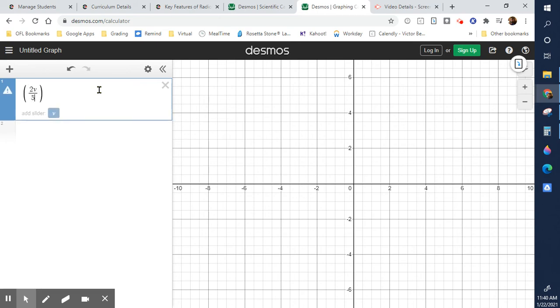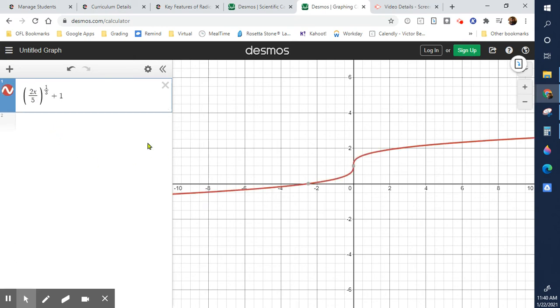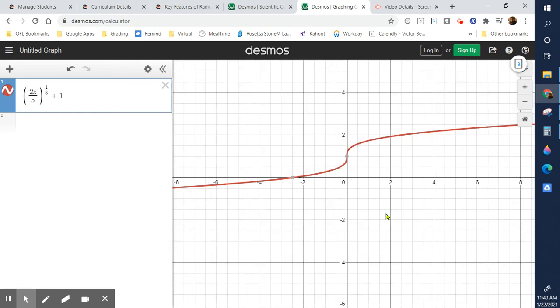2v divided by 5 to the 1/3 power. 1/3 power. That's cubing it. And then here I do the plus 1. So I should make this an x to represent my input. The 1/3 power is the same thing as a cube root.